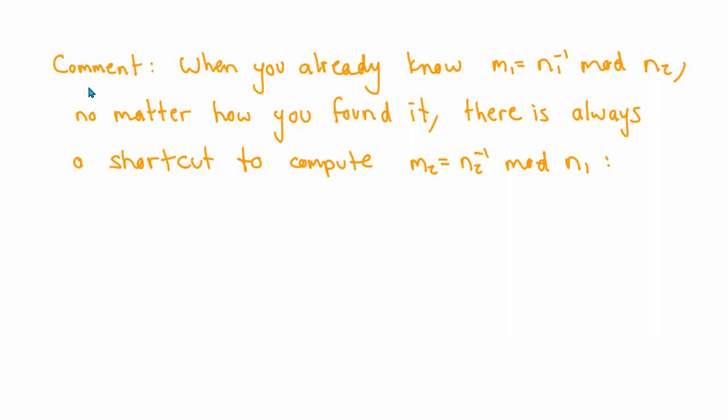Now, before we move on, I just want to make a small comment. In the example that we just did, we observed that when you find m1 using the reverse Euclidean algorithm, it also tells you right away what m2 is. Well, there are lots of times when we may be able to tell what m1 is without using the reverse Euclidean algorithm. And so the comment that I want to make is that when you know n1 inverse modulo n2, no matter how you find it, there's always a shortcut to computing n2 inverse modulo n1.